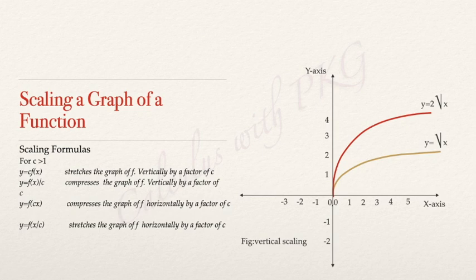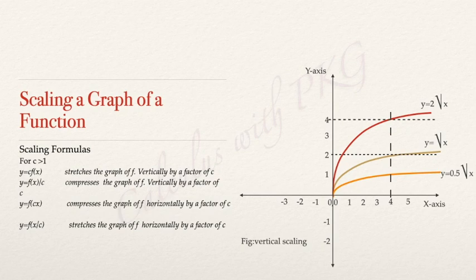So how does this graph look? It will be vertically compressed by a factor of 2. So look at the picture: at x equal to 4, the original function has a value 2. Now when the function is vertically stretched by a factor of 2, then the value of the new function will become 4 at x equal to 4 instead of 2.